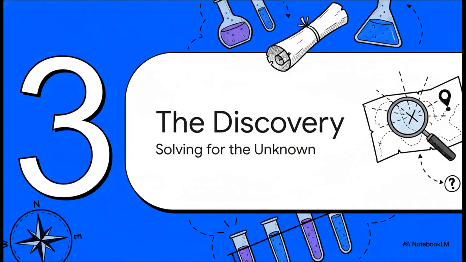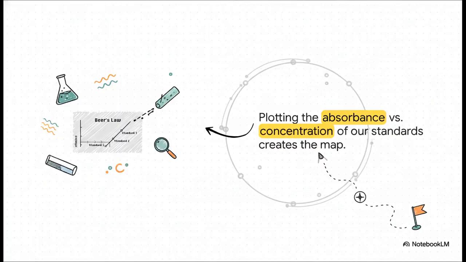All right, we've done the prep work, we've made our standards, we've taken our measurements, our map is officially ready. Now comes the exciting part. Let's actually use it to find our unknown. So, we take the 5 absorbance numbers we just measured, and we plot each one against its known concentration. Then we connect the dots. And there it is, our beautiful straight-line standard curve. This is our perfectly drawn map, ready to go.